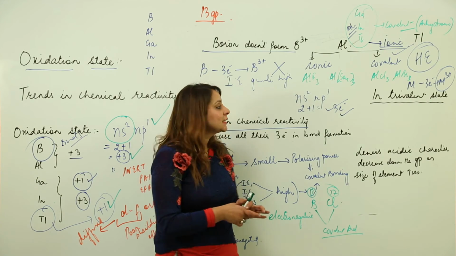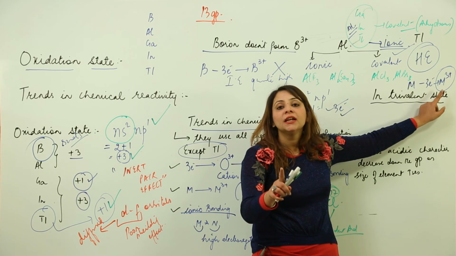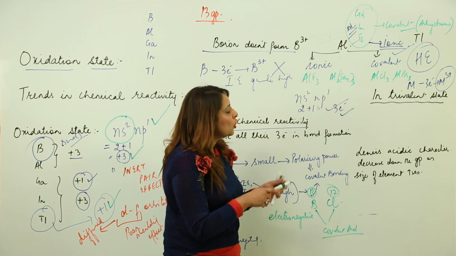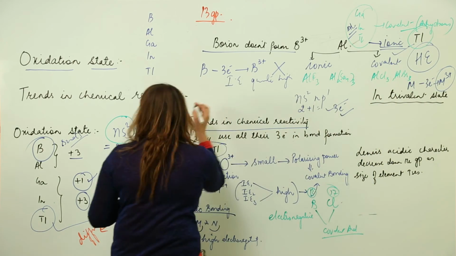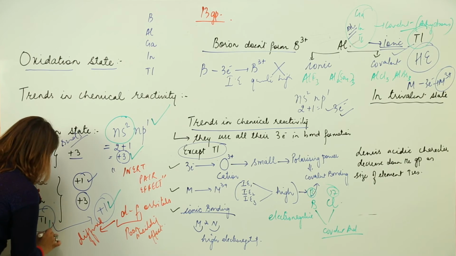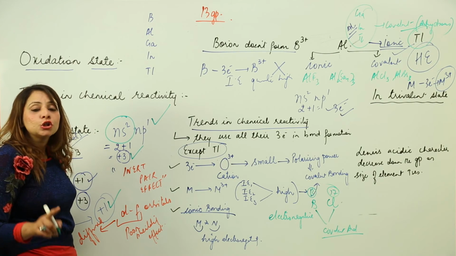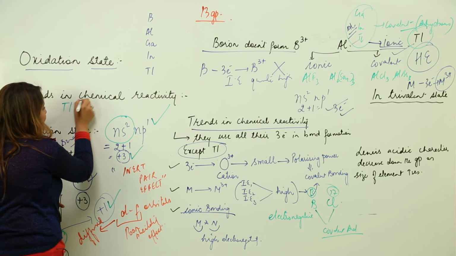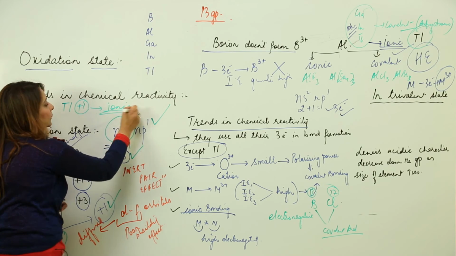So that means the formation of M3+ is actually favored, but only when they are present in solution form. But if we talk about thallium, we know that for it the +1 oxidation state is more stable, right? So when it is present in the +1 oxidation state, it is going to show ionic bonding.